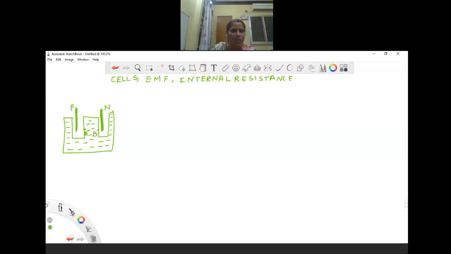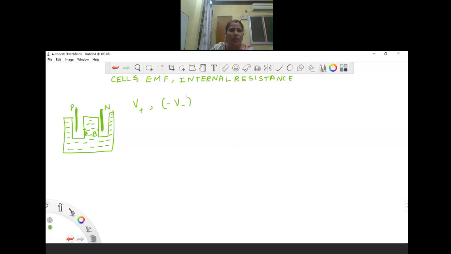The electrodes exchange charges with the electrolyte, and the positive electrode develops a potential difference between itself and the electrolyte, which is taken as V plus. Similarly, the negative electrode develops a negative potential difference between itself and the electrolyte.